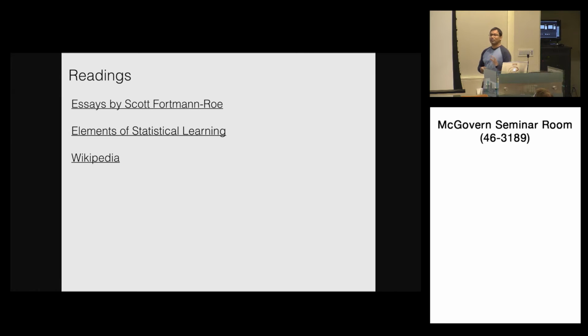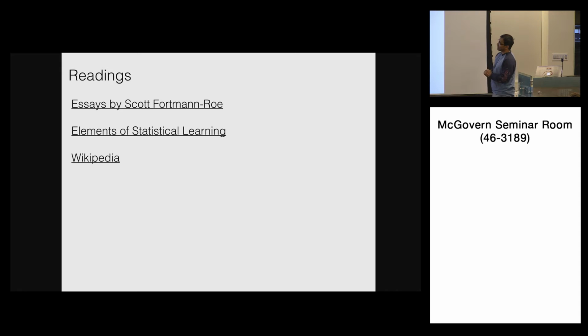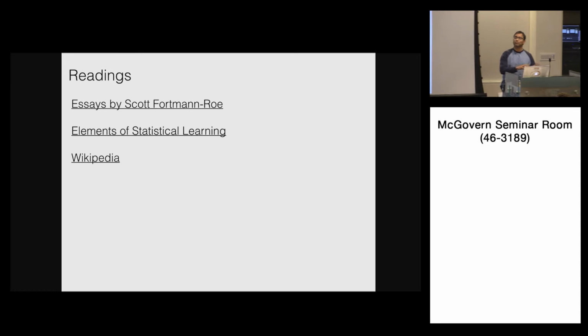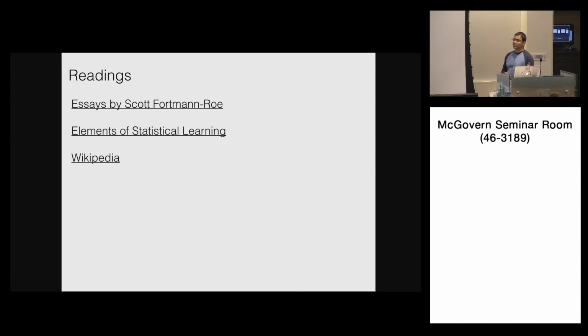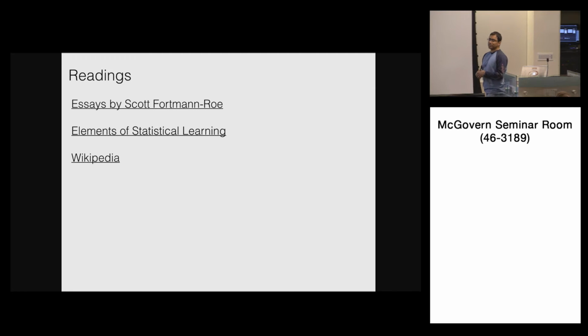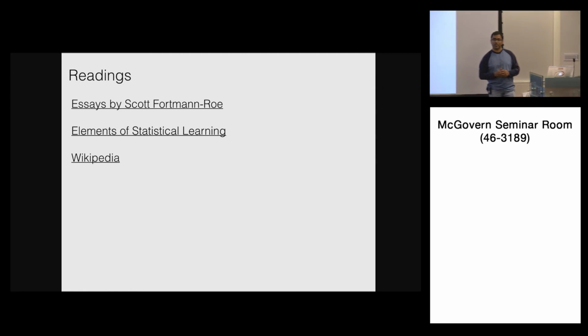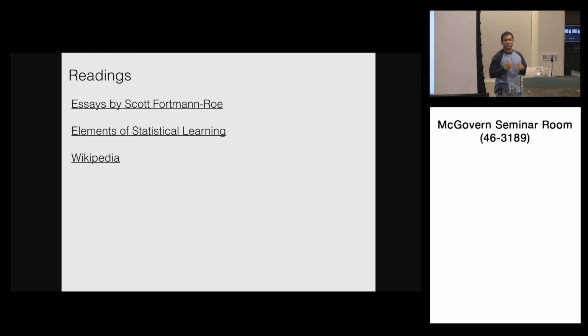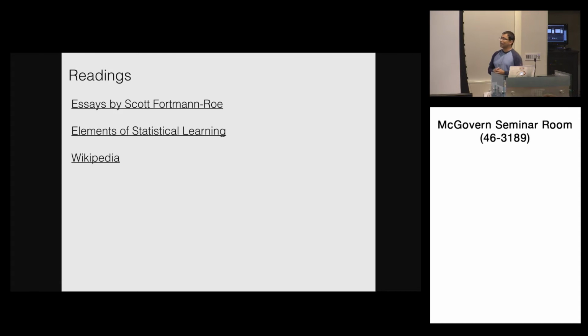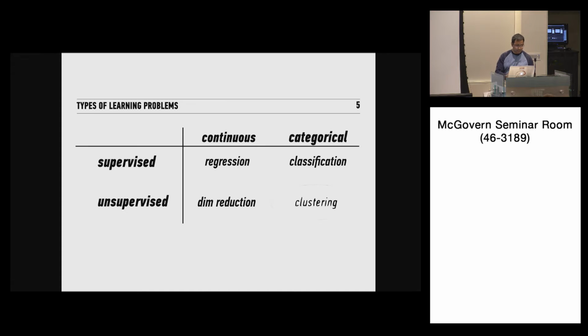Okay, there are pointers. These essays, I think they're still available, but I can put pointers to it. The Elements of Statistical Learning is a free PDF download that you can get. It's from Stanford. It's a great book on machine learning. And Wikipedia obviously has lots of different components of machine learning.